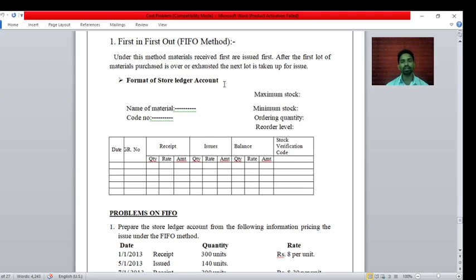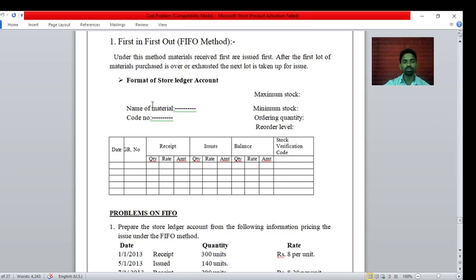Whatever first lot of raw material they receive, those raw materials are issued first, or transferred first for the production purpose. It is nothing but first in first out.